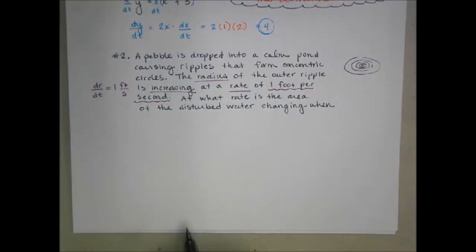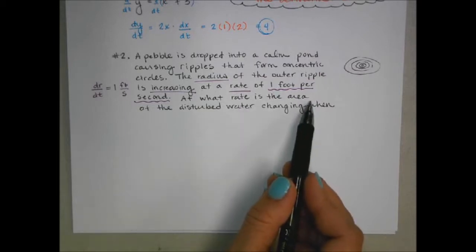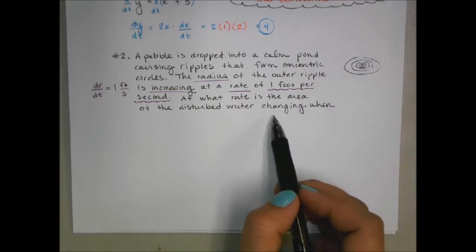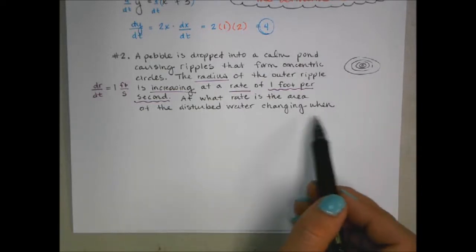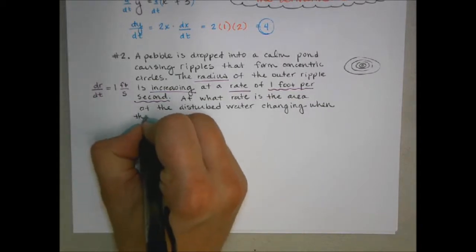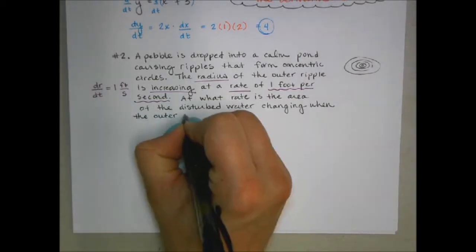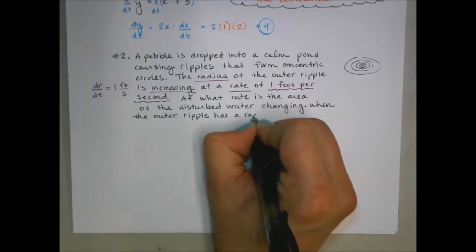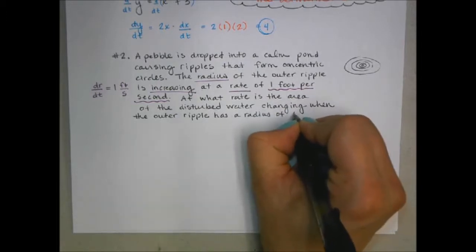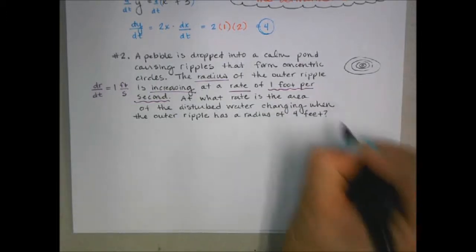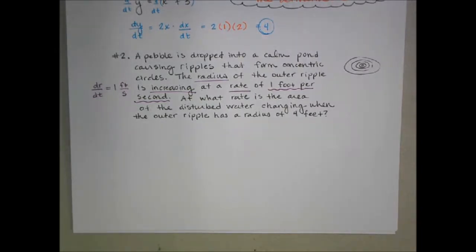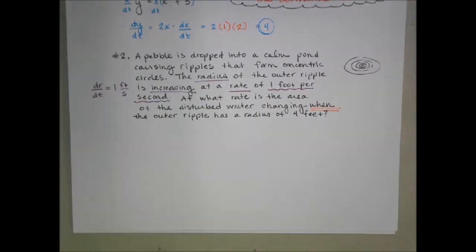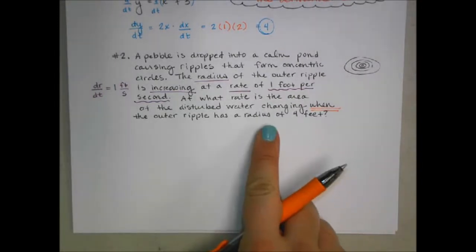Right, so what's the rate of the area of the disturbed water? So specifically this water here. And here's our keyword: when. Again, when. All right, so kind of a long problem to write out here. So when, you have to be careful here with our keyword, and only plug in 4 for the radius after we've taken the derivative.